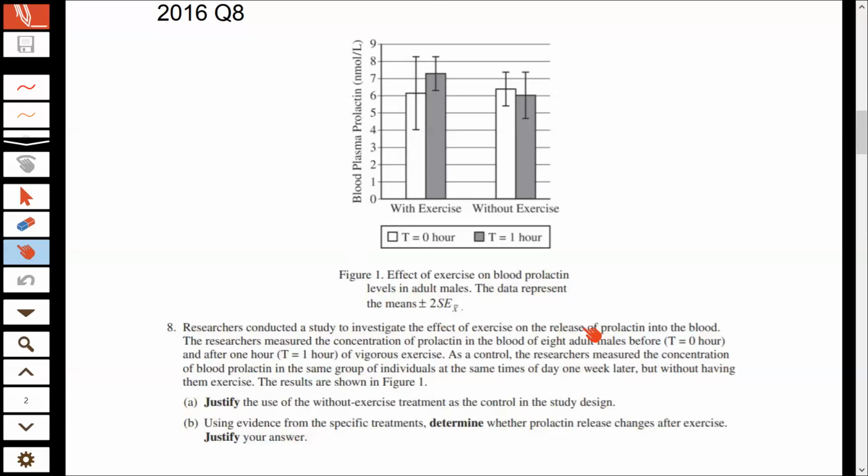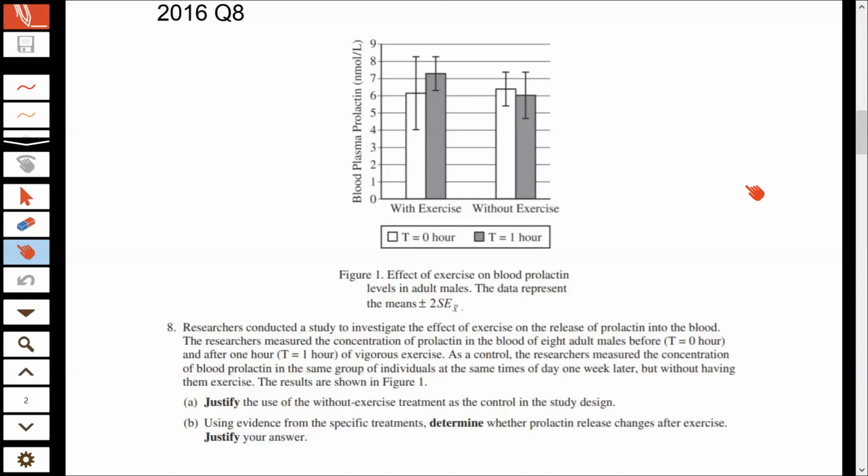So first is justify the use of the without-exercise treatment as the control, right? When we're talking about a control, the main idea of a control is what? So you can compare it with the ones that aren't. Right. And so it's something that you're basically not going to be changing. You're not going to do anything intentionally to try to get a response, right?